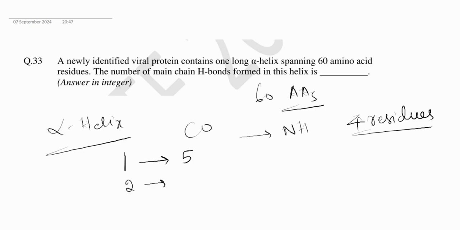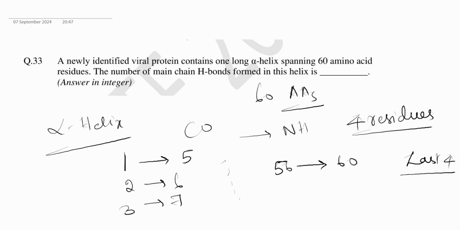Similarly, 2 forms with 6, 3 forms with 7, and it goes on until 56 forms a hydrogen bond with 60. The last 4 basically cannot form hydrogen bonds, they are left out, and hence the total number of main chain hydrogen bonds formed in this helix will be 56. So if you know this particular fact, then you are sure to get the full score for this NAT, that is numerical answer type question.